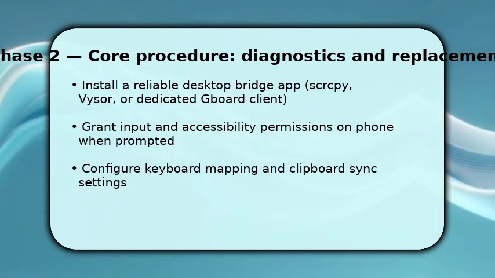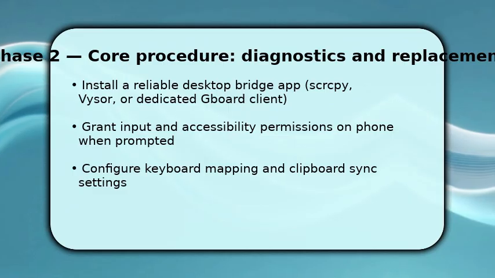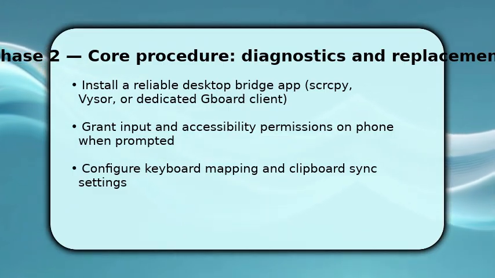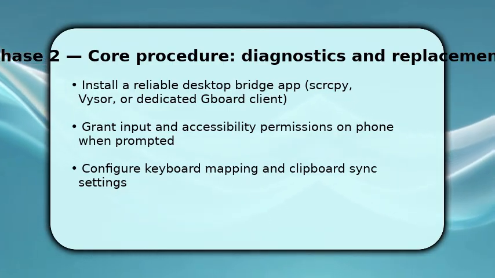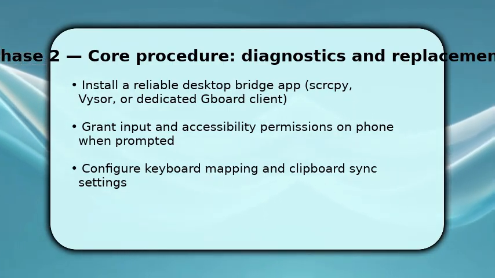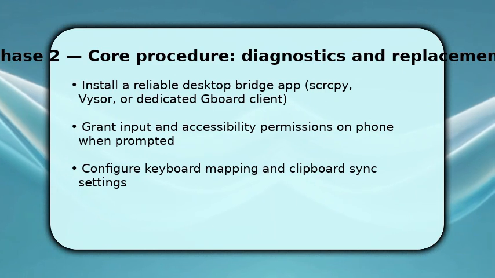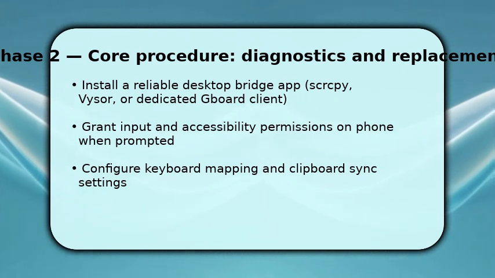Configure keyboard mapping to match PC layouts. Adjust language, emoji, and modifier key behavior. Make sure clipboard sync is enabled if you want copy-paste between devices. Once configured, test typing into a text field on the PC and adjust latency or key repeat settings.